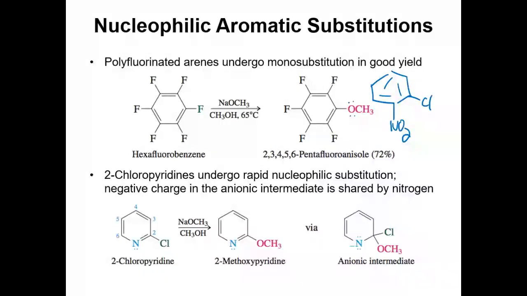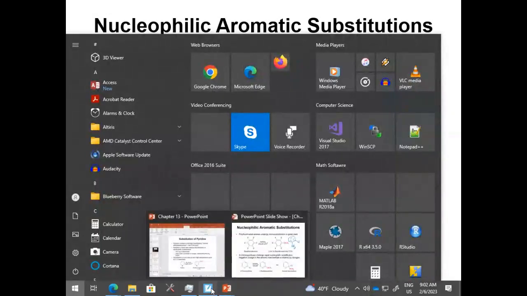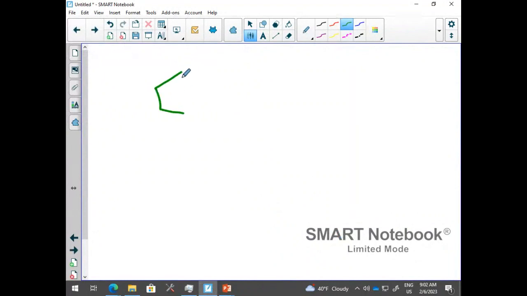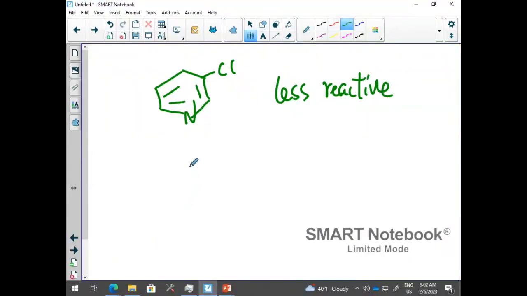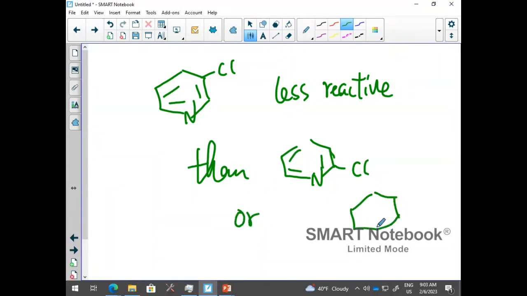So that's why this one is pretty reactive. If you have the 3-chloropyridine, it will be substantially less reactive in a nucleophilic substitution reaction, because the negative charge will be on carbon instead of the nitrogen atom. This will be less reactive. Then this, or this. Para and ortho usually go together.